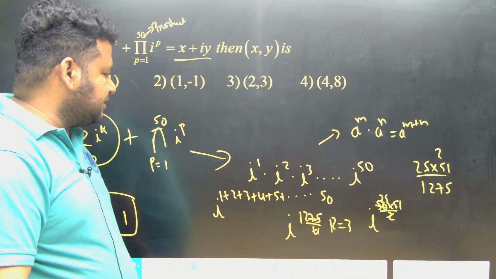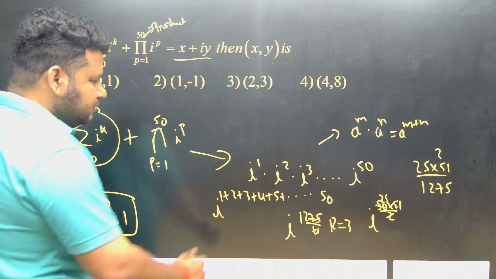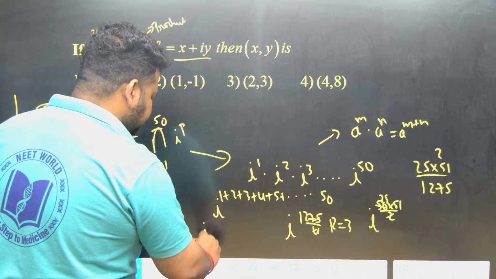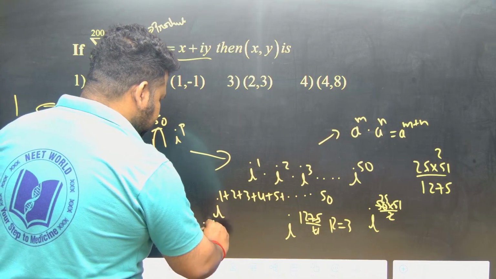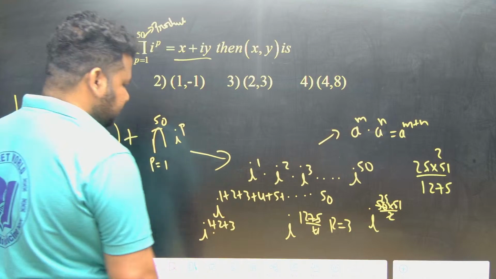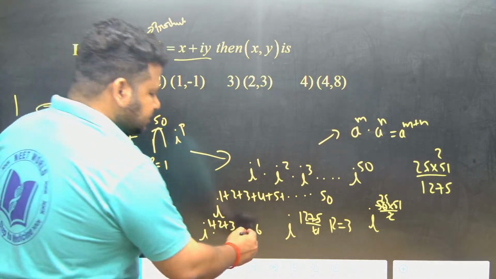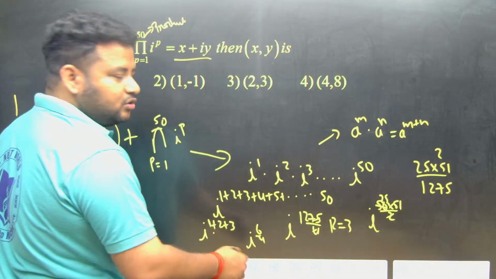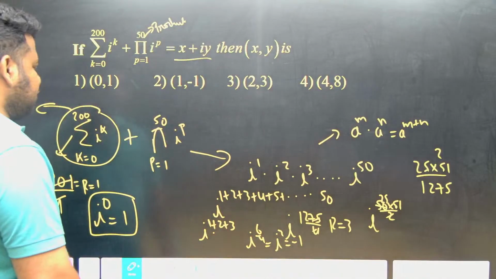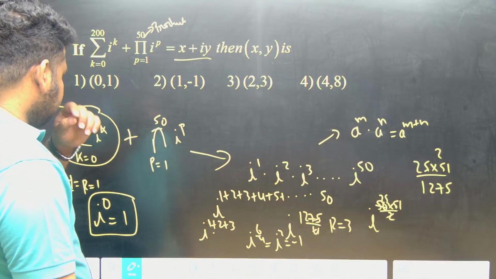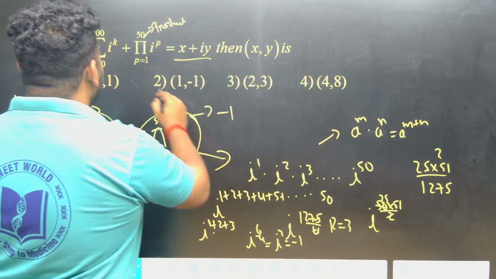So let us take the first 3 terms itself. First 3 terms means I power 1 into I power 1 plus 2 plus 3, that is nothing but I power 6. If we divide this by 4, the remainder is 2. Remainder 2 means I square. I square is minus 1. So this value we got is minus 1. Now I can write it here.